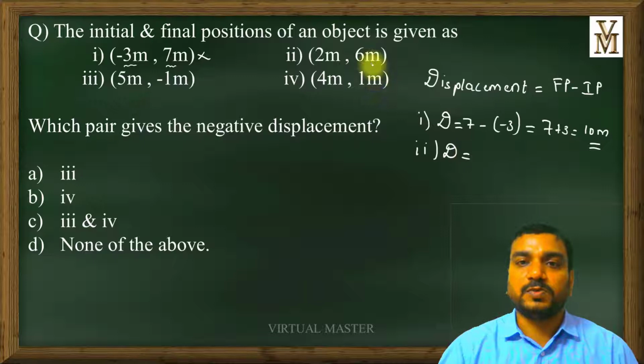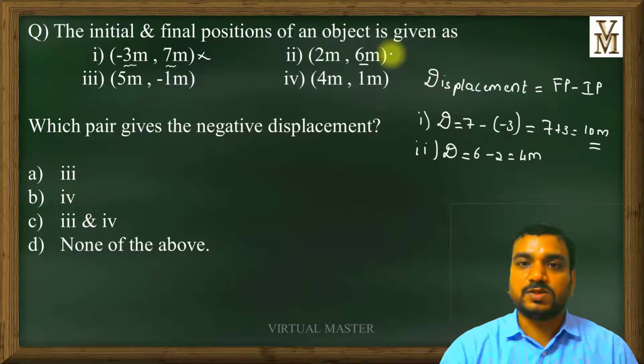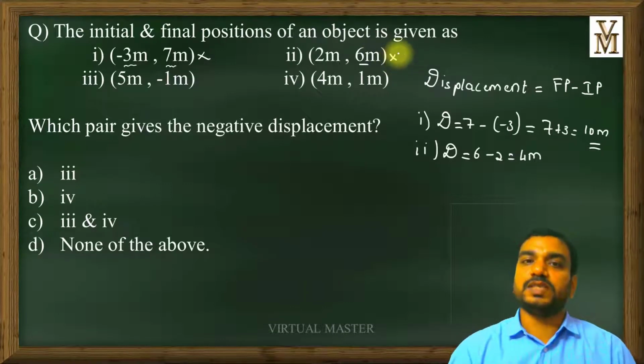Displacement is equals to final position. Here 6 is the final position and 2 is the initial position. 6 minus 2. It is equals to 4 meter. So 4 meter is also a positive value. So second pair also does not give negative displacement.